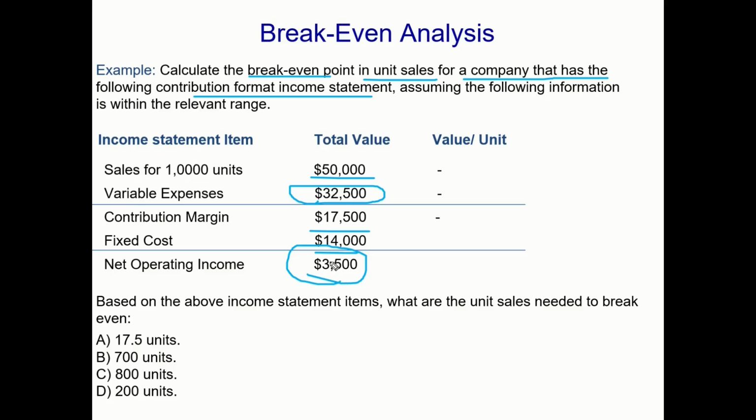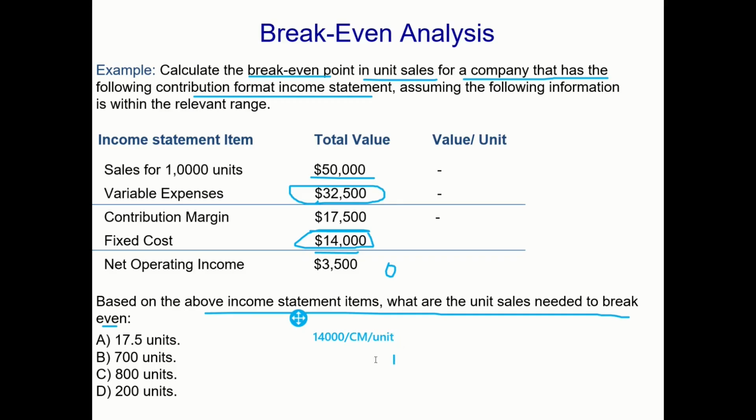So here we want to know, what do we need to do? Simply put, how many units do we need to sell to make this number go down to zero? Now we know it's going to be less than 1,000, right? So how do we solve this problem? Well, there's more than one way to do it. Remember, we can use the contribution margin per unit. So we need to cover our fixed expenses. Our fixed expenses are 14,000. If we take fixed expenses divided by the contribution margin per unit, we should get this answer.